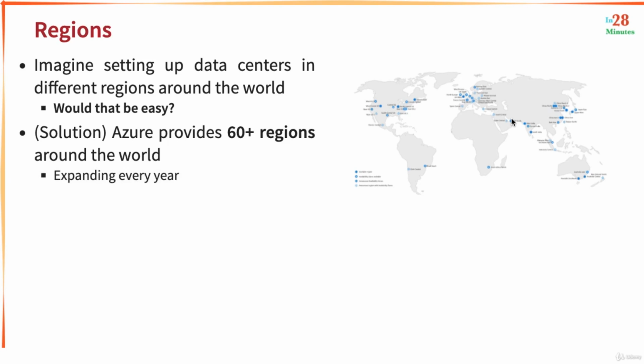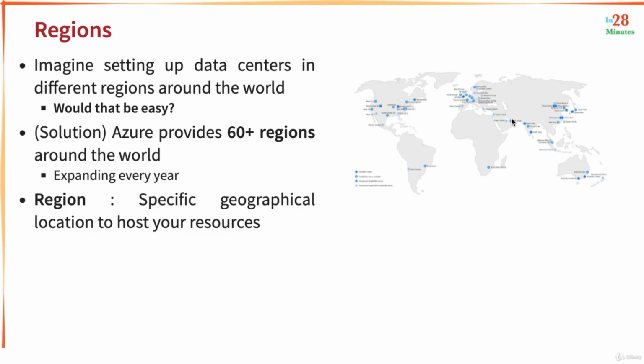Now, what is a region? A region is nothing but a specific geographical location where we can host our resources. You can decide, I want to host my application in Mumbai region, or I can say, I want to host my application in London region or Sydney region. By having multiple regions around the world, Azure makes it very, very easy for us to deploy applications to these regions.